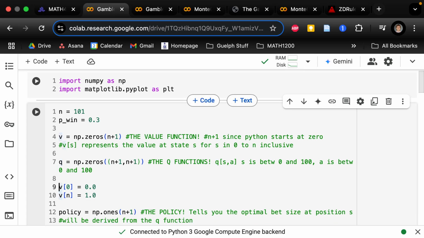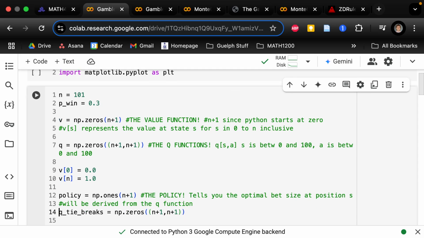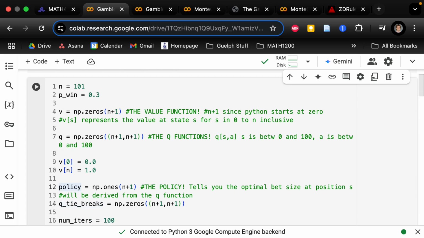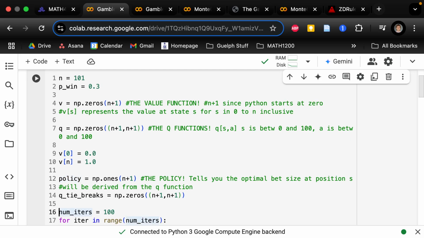These are my hard-coded terminal states, v of 0 and v of n. And this is my policy, which I figure out by doing the argmax of the q. You'll see that in a second. And occasionally there's tiebreakers where the q function is equal to itself, so that's what this q tiebreaks is going to be. Okay, then I do iterations.